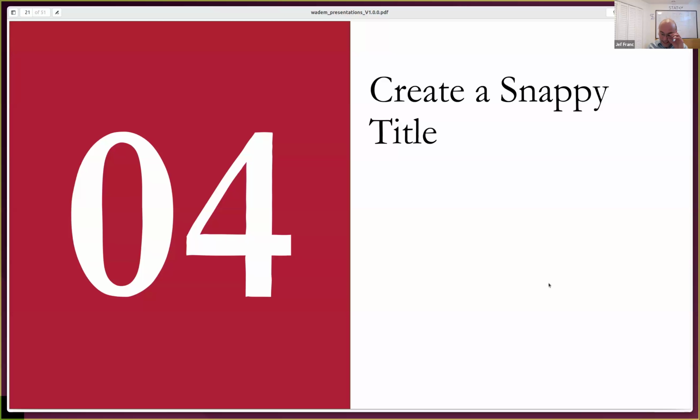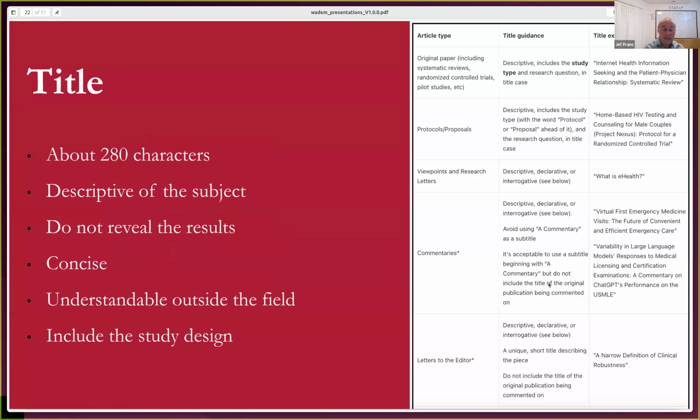Number 4, create a snappy title. Okay, so there's actually some really good guidance on many websites on how to make a title. This one comes from the Journal of Medical Internet Research, and I think they have a beautiful, very structured sort of matrix on how to develop a title.